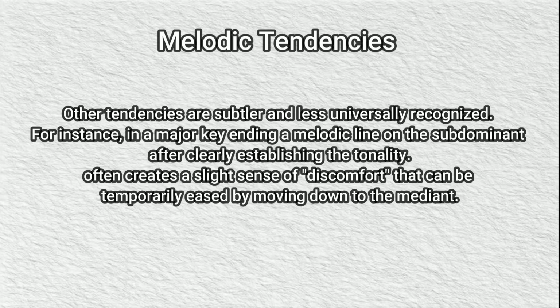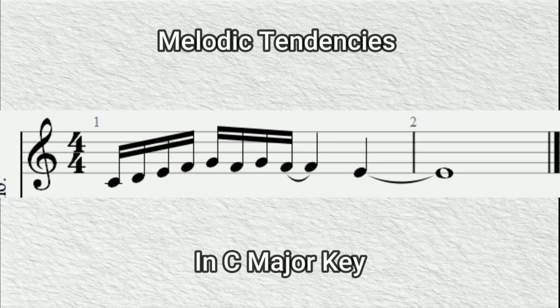Other tendencies are subtler and less universally recognized. For instance, in a major key, ending a melodic line on the subdominant after clearly establishing the tonality often creates a sense of discomfort that can be temporarily eased by moving down to the mediant. Here's an example.